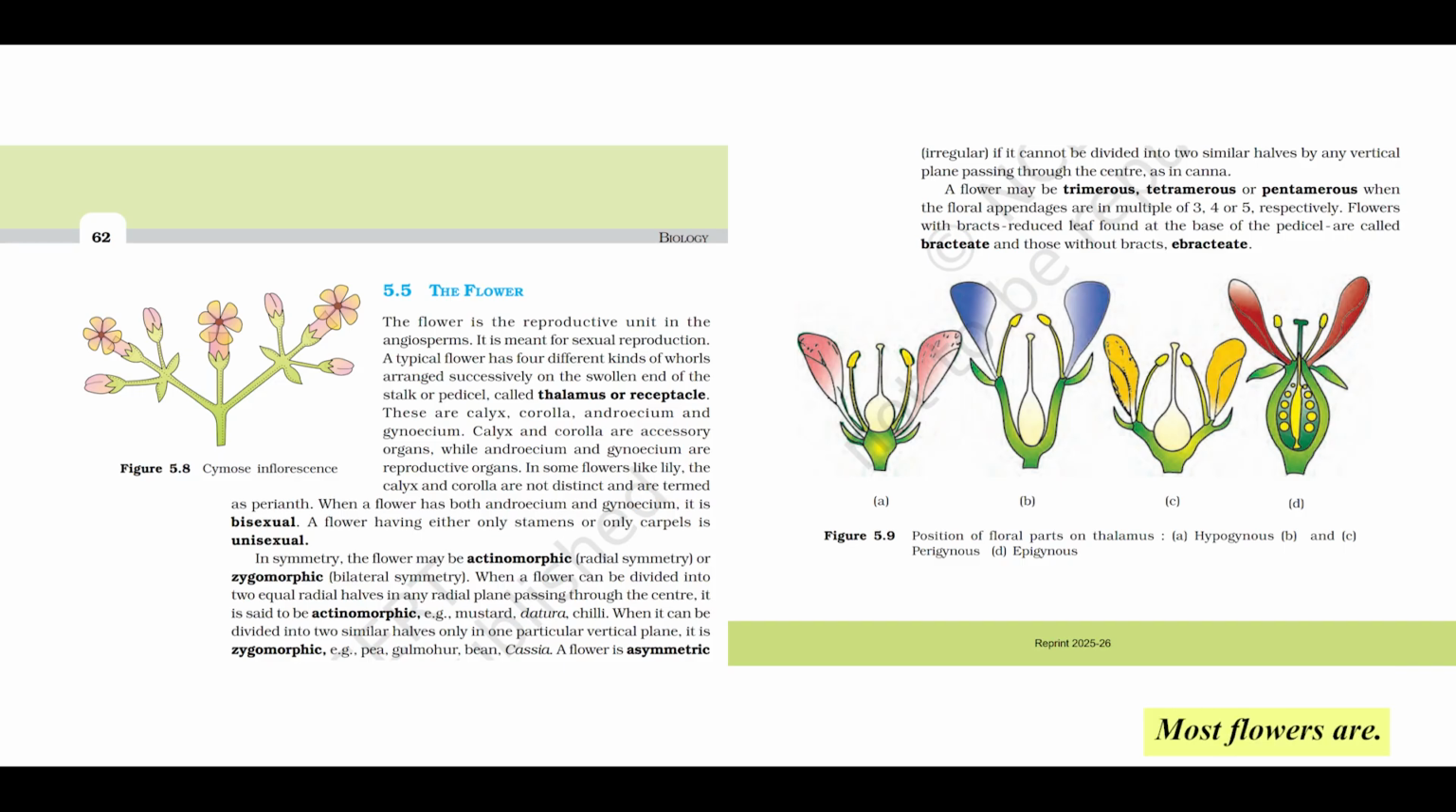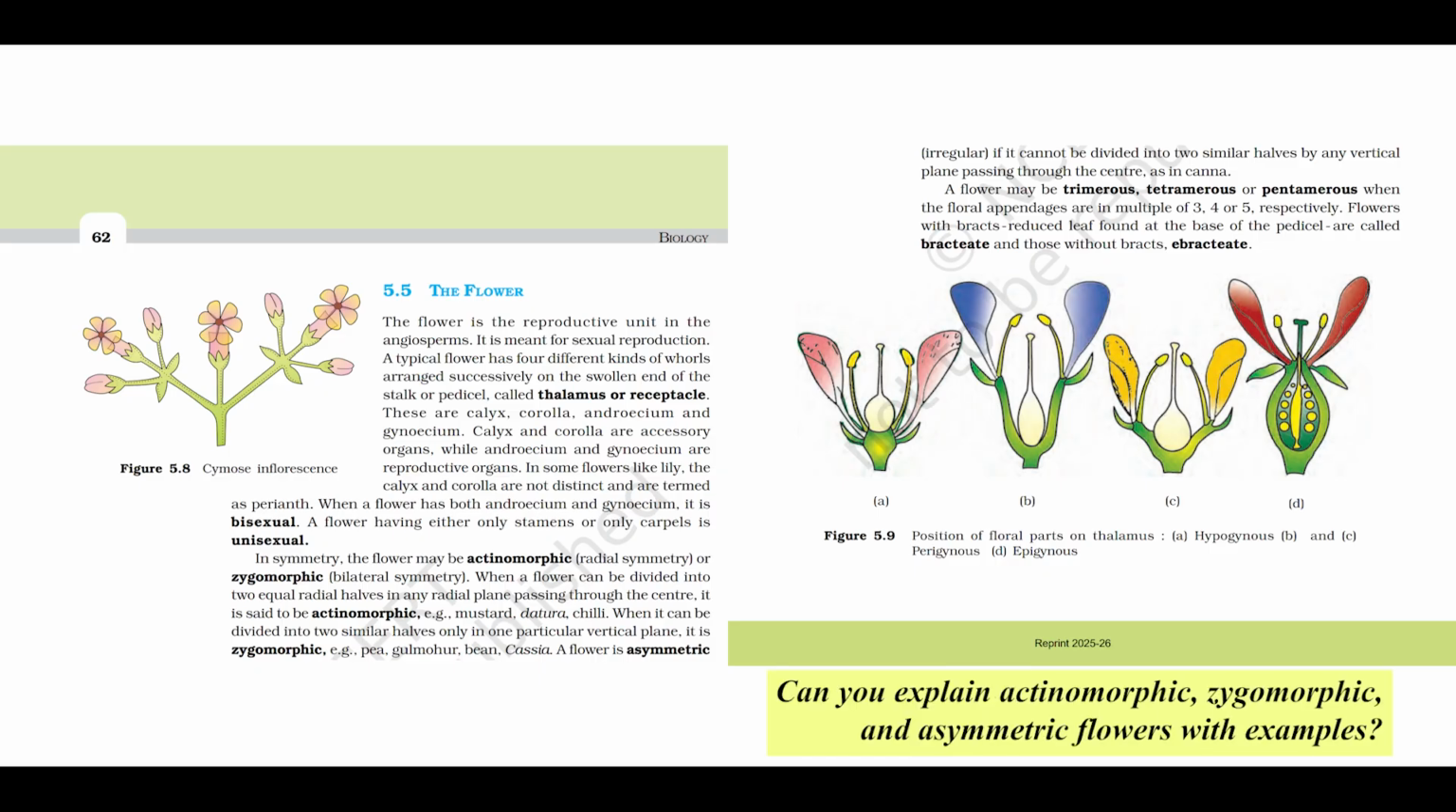Most flowers are. If a flower has only stamens and is therefore male, or only carpels and is therefore female, it is called unisexual. Bisexual or unisexual? Simple enough. Now, floral symmetry is another fundamental characteristic, almost like a plant's unique blueprint.